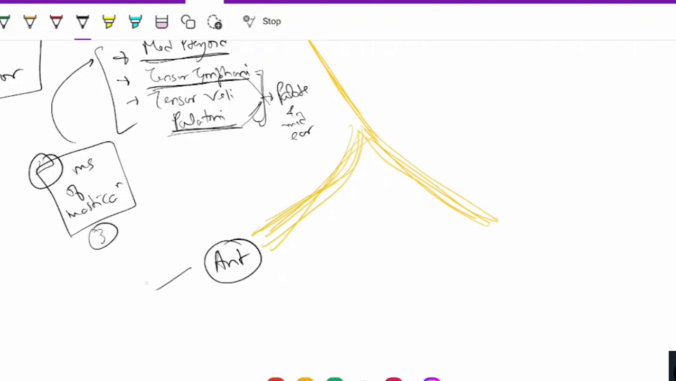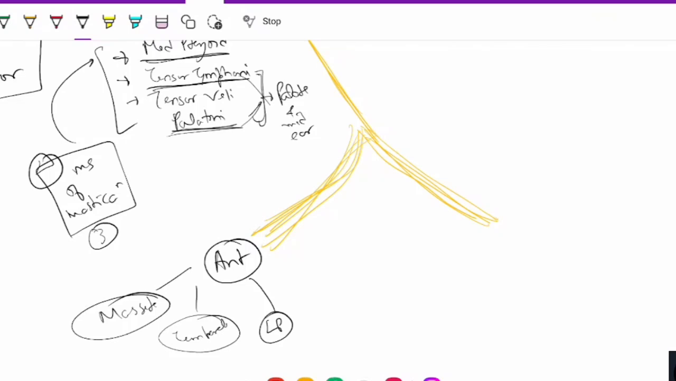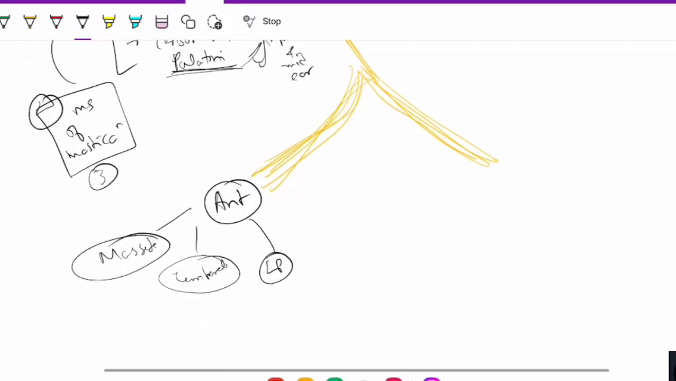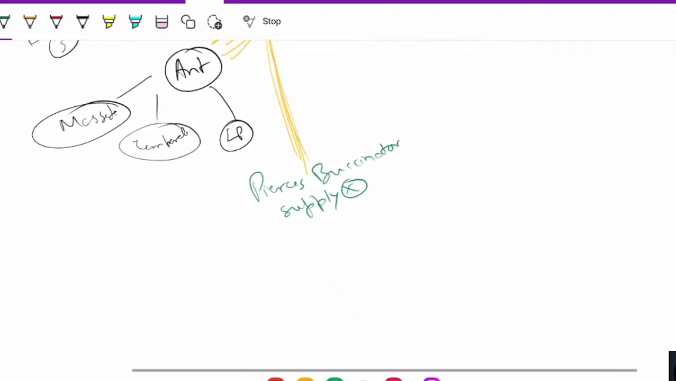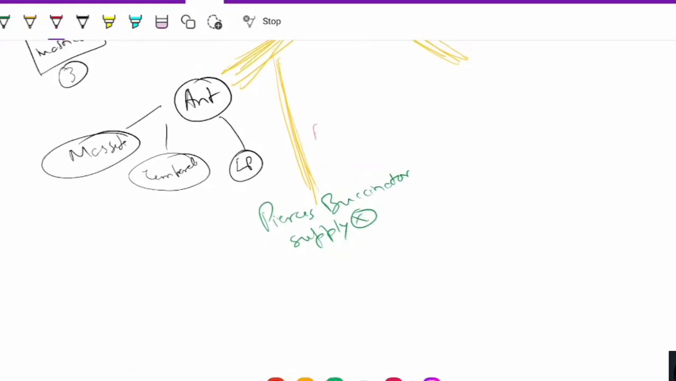Three muscles which are left: masseter, temporalis, and lateral pterygoid. Now this also gives off an additional branch to a structure which pierces buccinator but doesn't supply it. This is a very important question because people ask this. This branch is also known as the buccal branch.